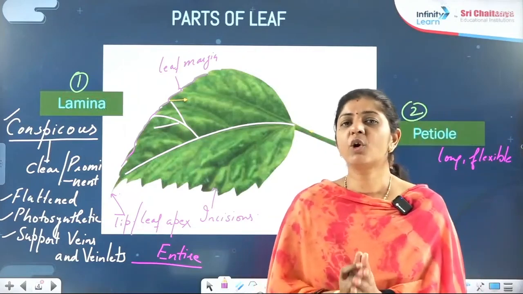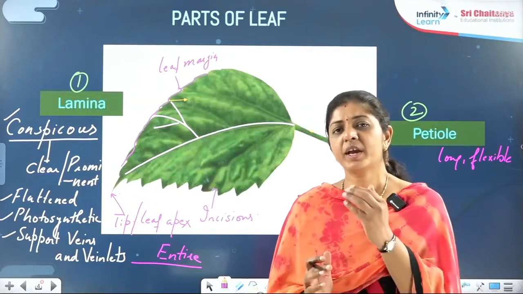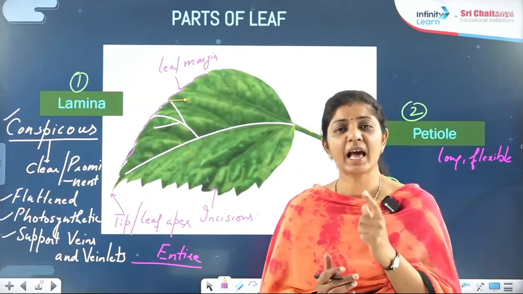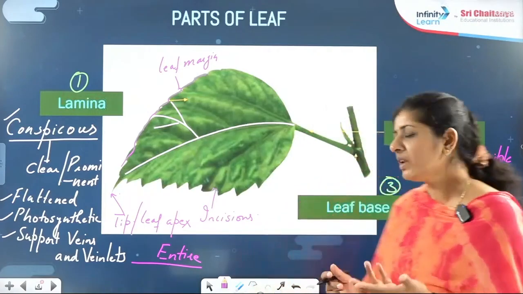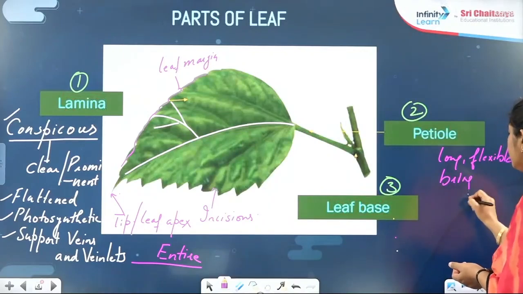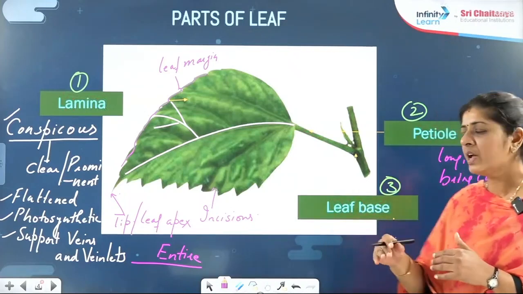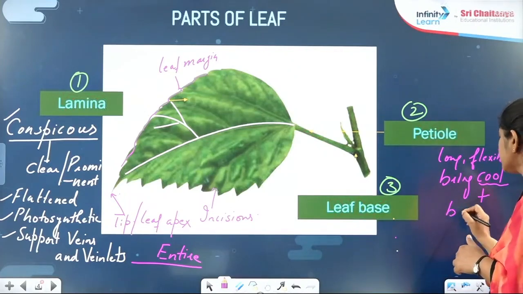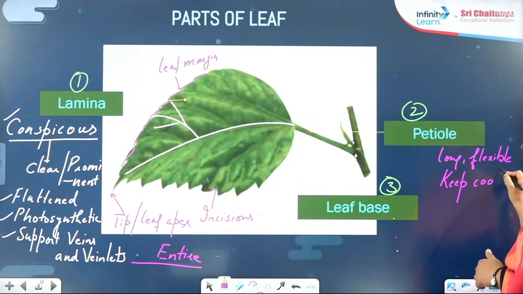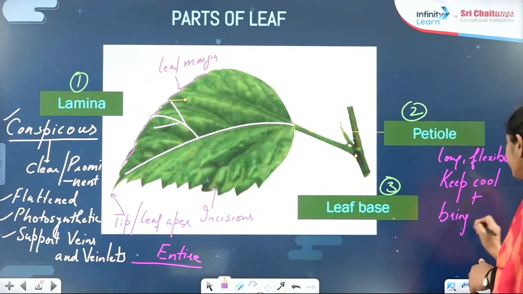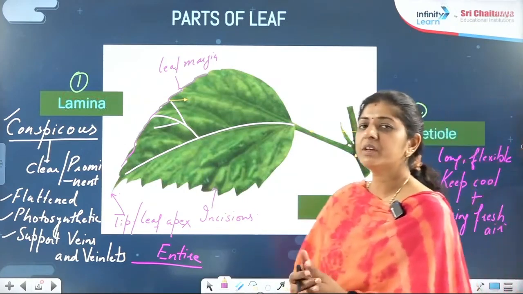The petioles are carrying collenchyma, which is giving the flexibility. Why is this flexibility required? To expose the leaf towards the light. Another very important thing regarding flexibility is that the leaf flutters in the air, which brings cool air, or maintains a cool environment on the surface of the leaf. Along with that, it brings fresh air onto the surface of the leaf, right? And exposure will also be there.